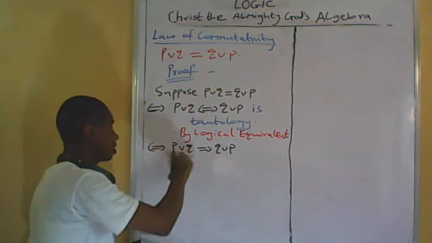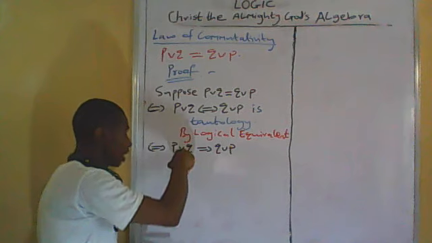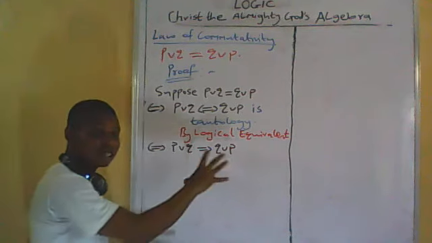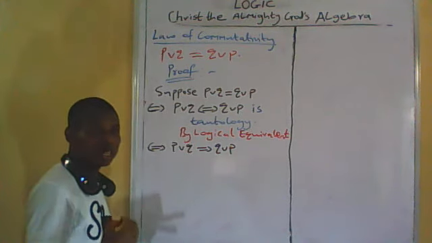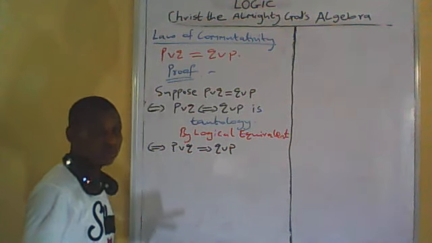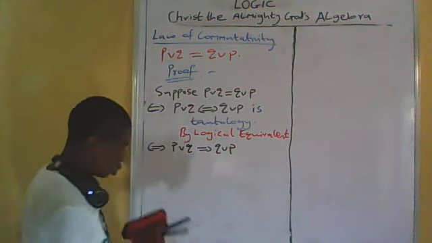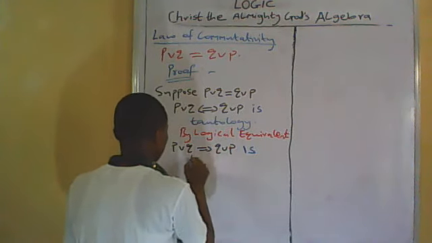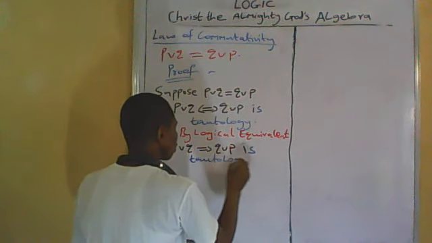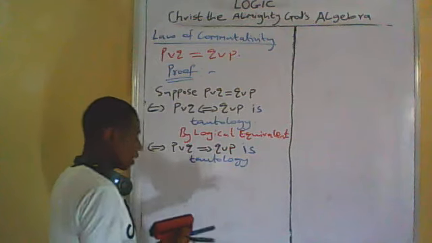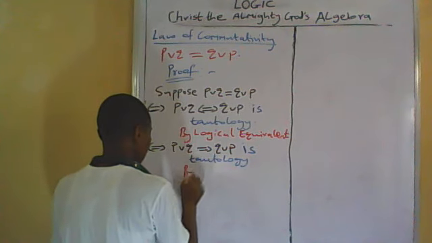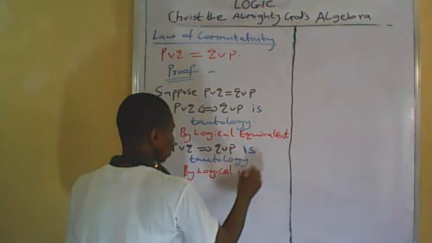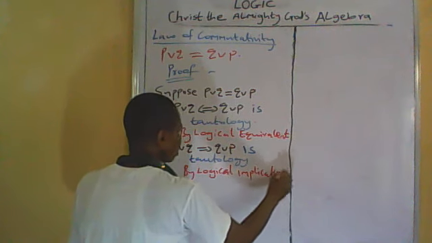Because whenever the antecedent is true, the consequent must also be true. In the environment of this statement, there is no possibility of obtaining falsity, always truth. We say that it is tautology. Is the tautology being justified by logical implication? Logical implication.